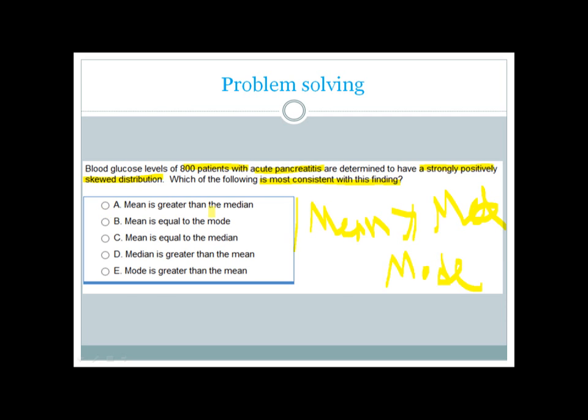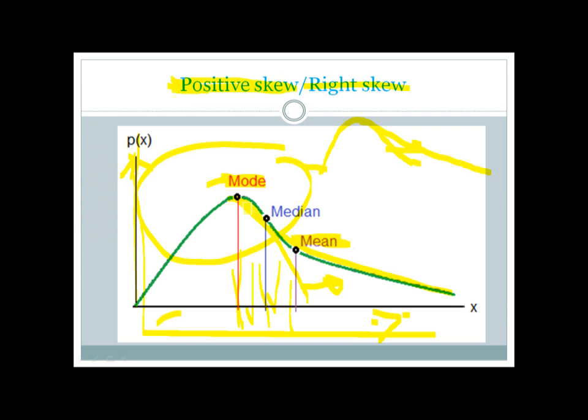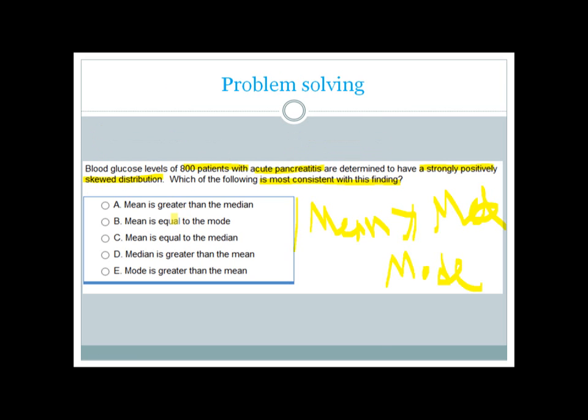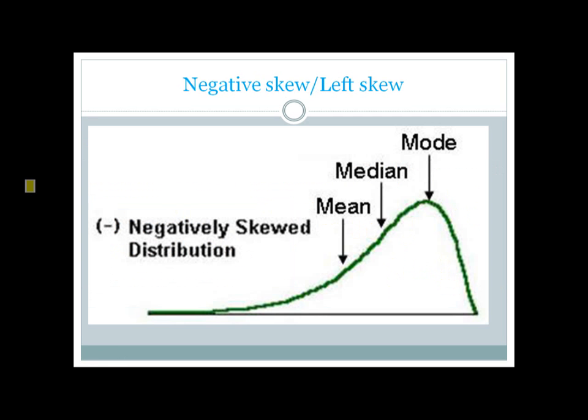The mean should be greater than the median, because as you can see here, the mean is more than the median. You shouldn't be fooled by the peak. You should be looking at the higher value. The mean has the highest value and it's followed by the median. So the mean is greater than the median in a positive skew distribution.